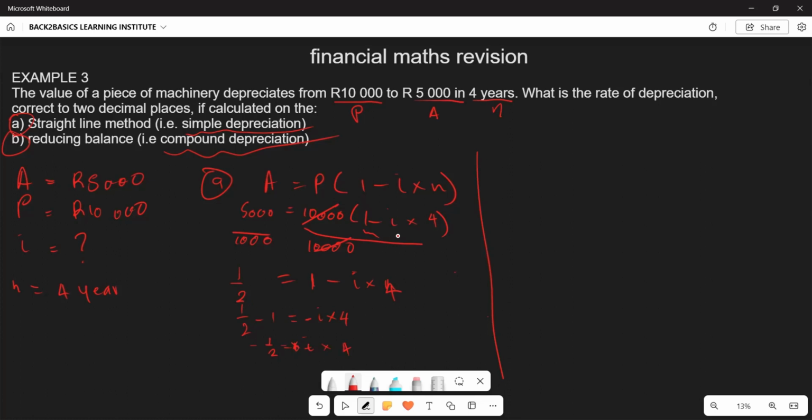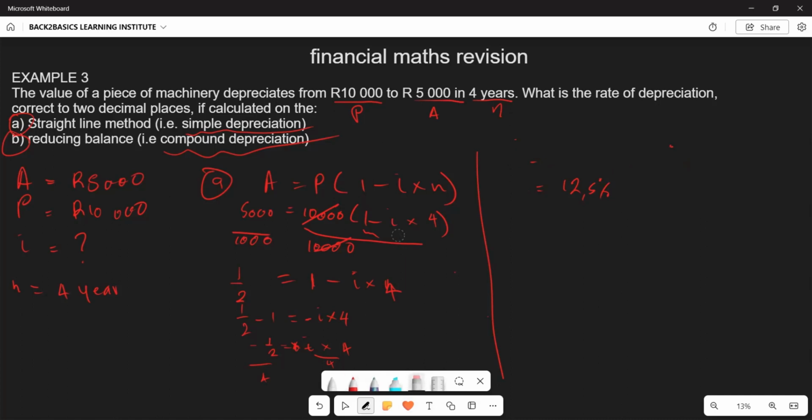Right, now if we continue in this manner, you can divide by 4 on this side and divide by 4 on this side, right? So what is going to be the value of your I? If you calculate it, it is going to be 0,125, right? And because this must be in rate, we are going to multiply this by 100%. When you multiply this by 100%, the rate that you get, your I here, is going to be 12,5%. That is going to be the first part.